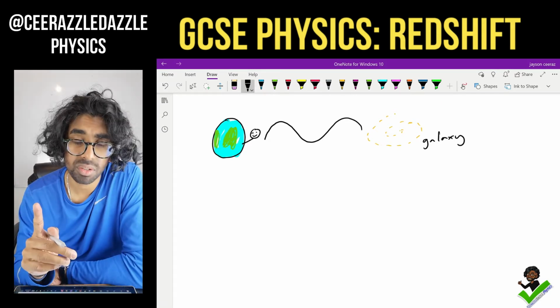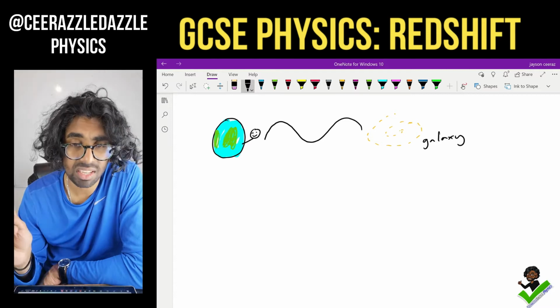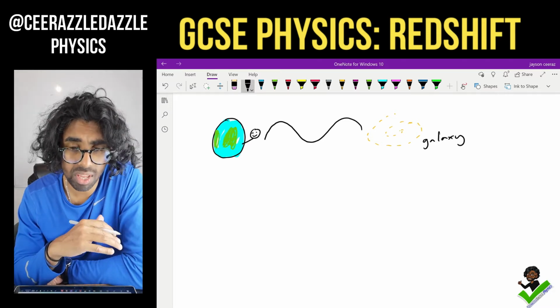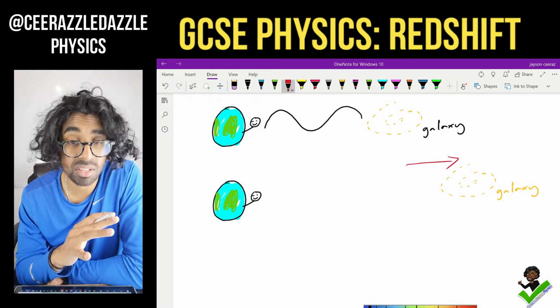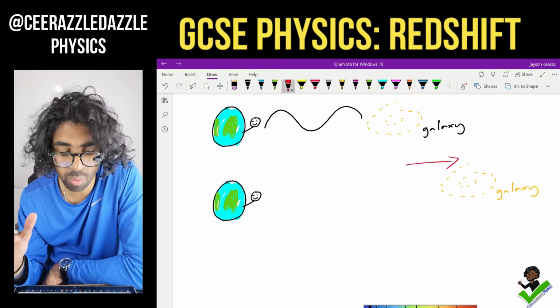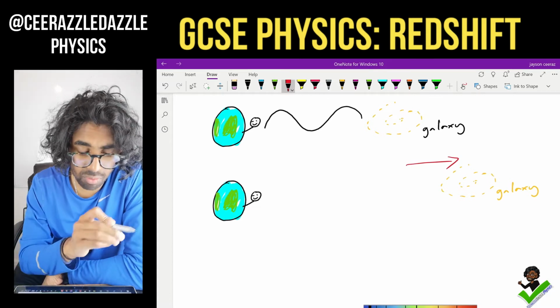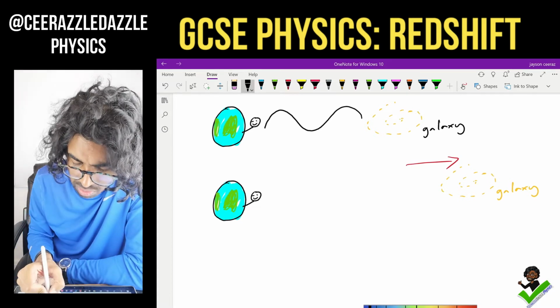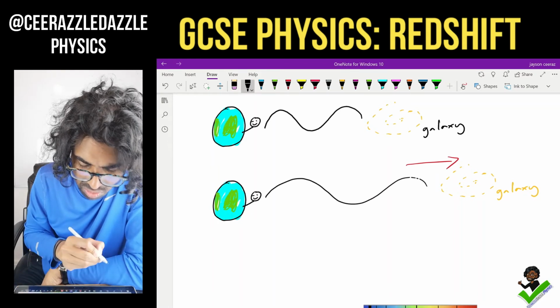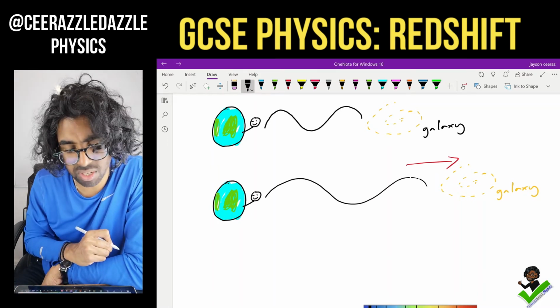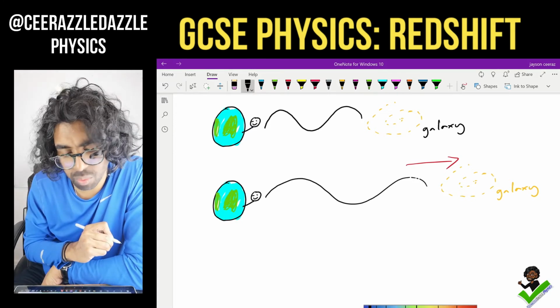But what would happen if the galaxy is moving away? What would happen to that wave? Right, so right now we can see that the galaxy is moving away. What's going to happen to that wave of light? Well, the same wave of light will come out, so have a look, but what do we notice? Something has happened to the wavelength.